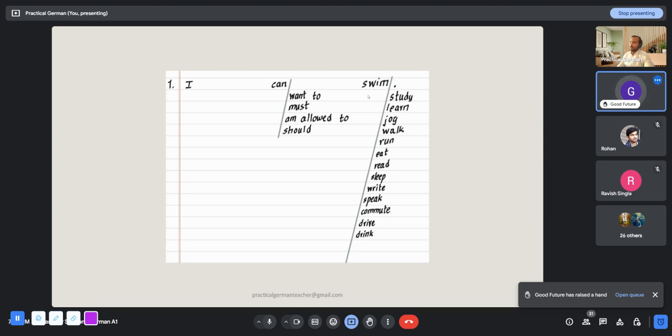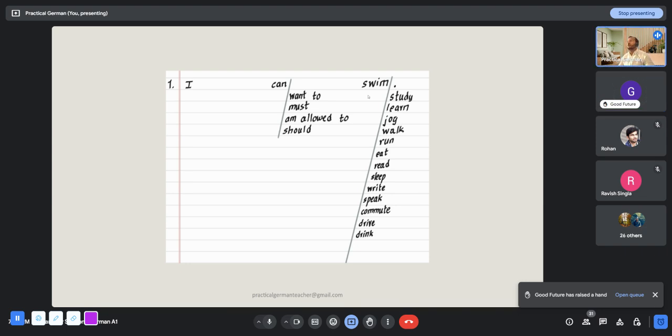You can also say Ich muss schwimmen. Möchte means want to. When I say want to, I'm expressing a very strong wish, so I will go with will: Ich will schwimmen, but möchte is also fine. I am allowed to swim. Darf ich schwimmen? No, that's a question. This is a statement: Ich darf schwimmen. Ich soll schwimmen.